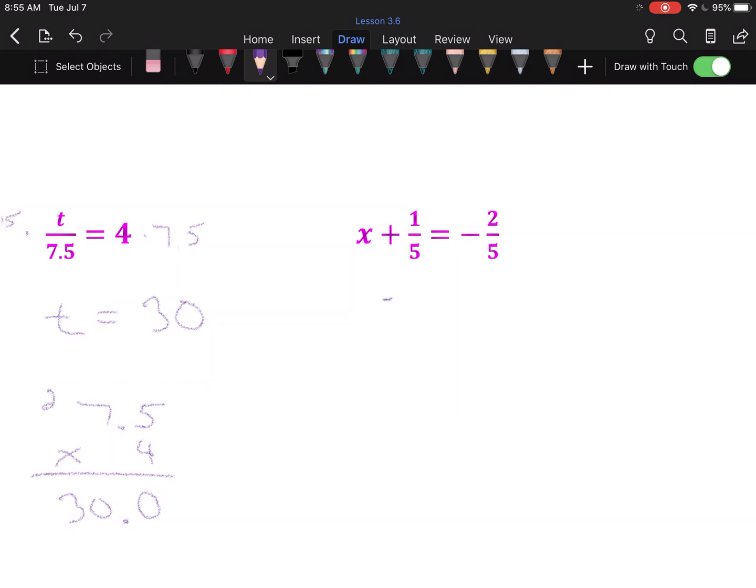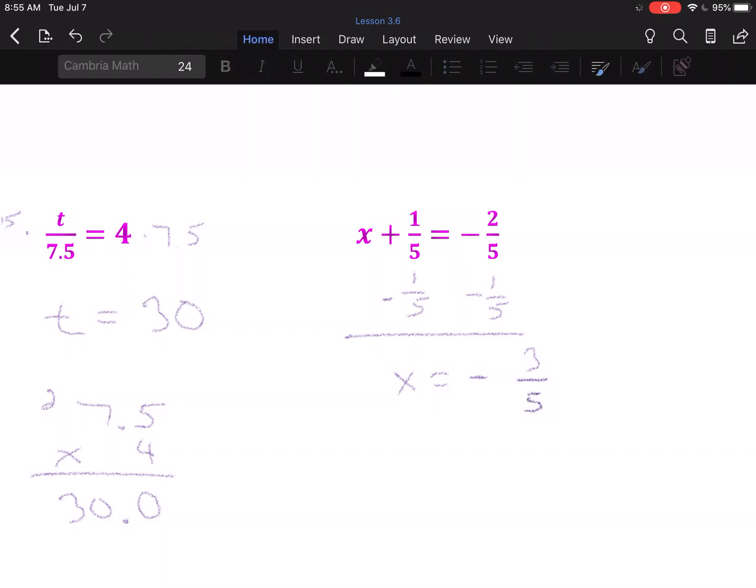On the next problem, we need to subtract 1/5 from both sides. That's not a problem because the other fraction is also over 5. So those have the same sign. They're both negative. So keep the negative sign and add the numerators. 2 and 1 is 3. Denominator stays 5. X is negative 3/5.